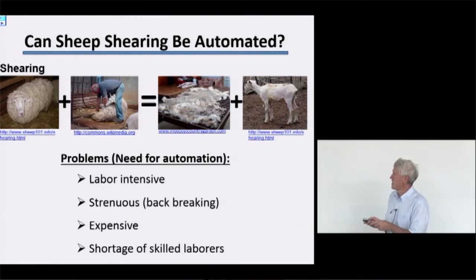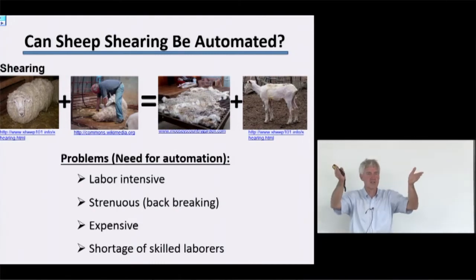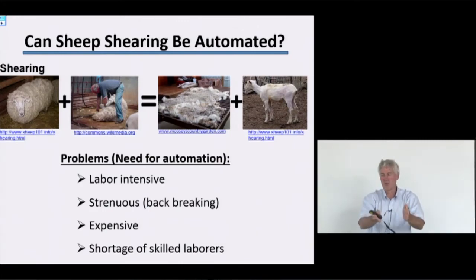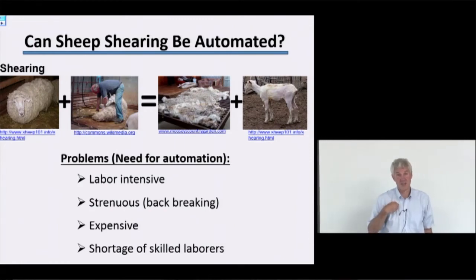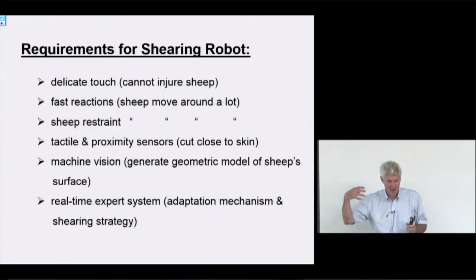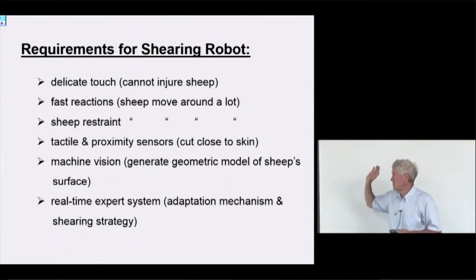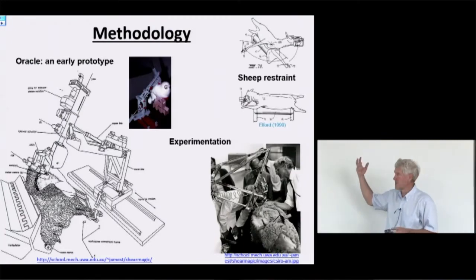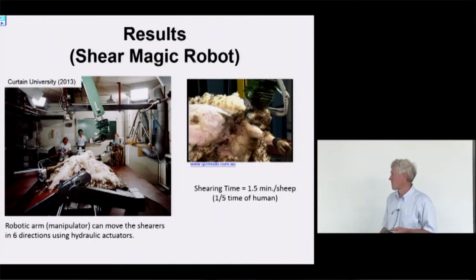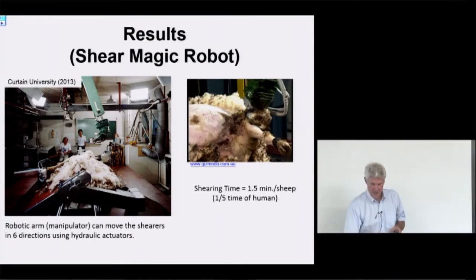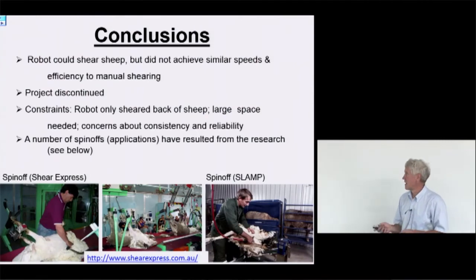And I've used pictures here to show you what sheep shearing is about and what are the problems. So I've given you this introduction of what sheep shearing is, what are the problems, and so I'm now trying to hone you in on why automation is important. Then I go through and look at what are the details required for a sheep shearing robot. This is what they came up with. This is the robot they invented. These are the results that they got. And the conclusion is da-di-da-di-da.